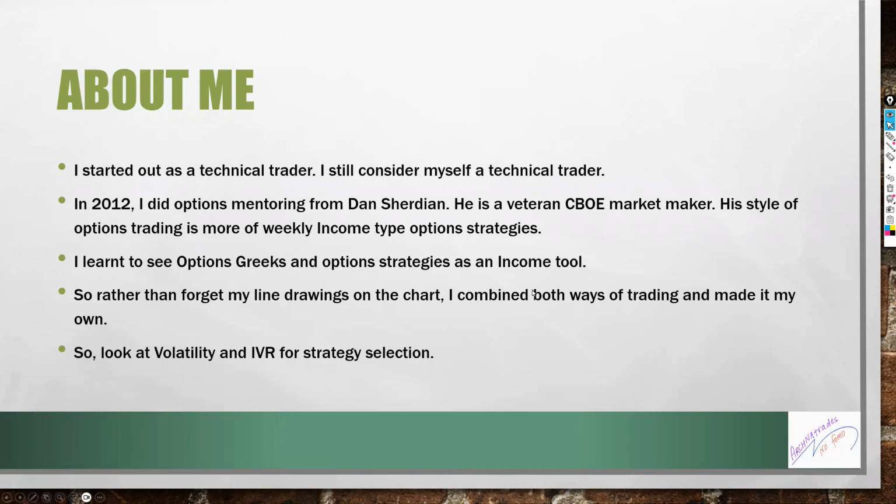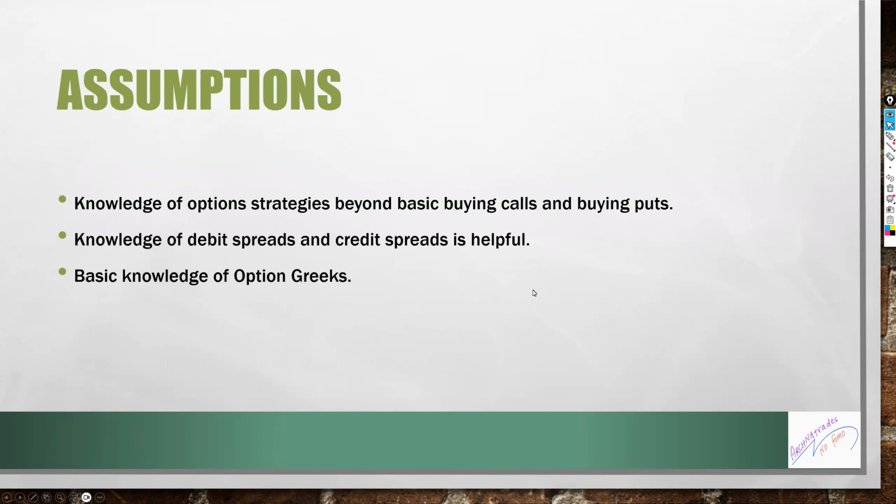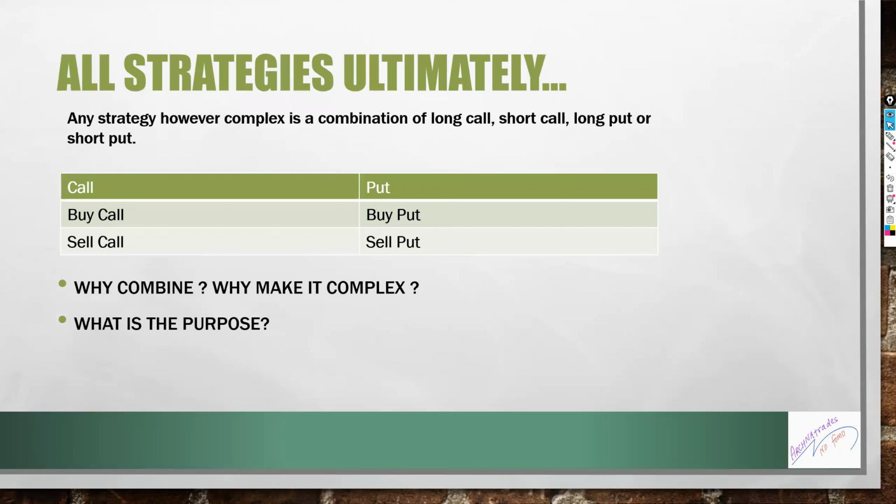I have a system. So for this presentation, I'm making some assumptions that you know a little bit more than just buying calls and puts. You have some knowledge of what debit spreads and credit spreads are, and you know what a delta is, what theta is, and what implied volatility is. Okay, so with those assumptions, we can go in for earnings trades.